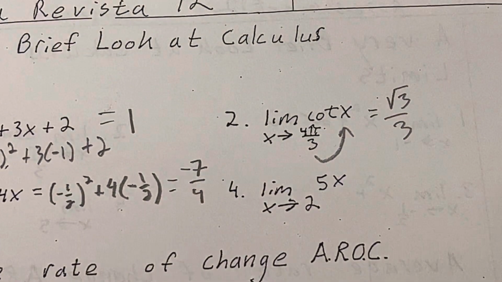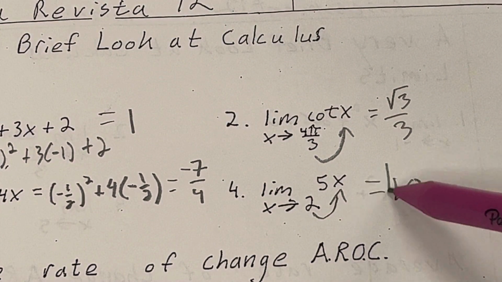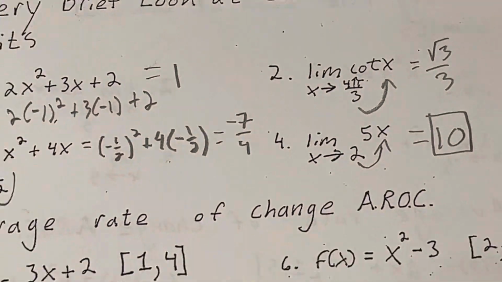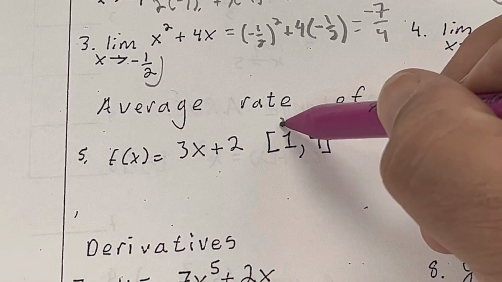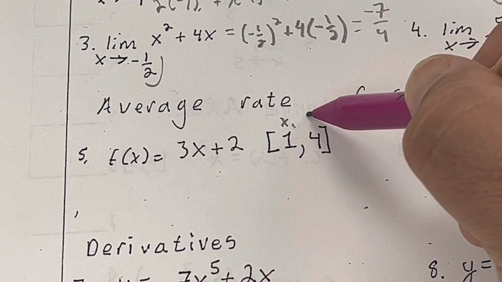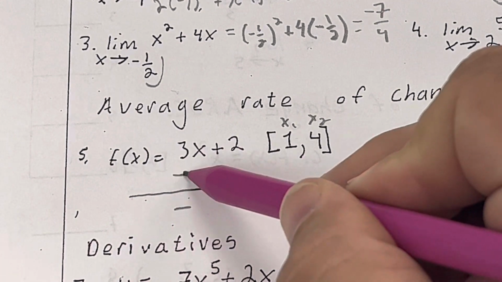This one, not that big of a deal. You plug the 2 into the x, so 5 times 2 equals 10. The arithmetic wasn't that much of a challenge. Average rate of change. This is the x value, and this is another x value. So I'm going to put those x values on the bottom of the slope template.